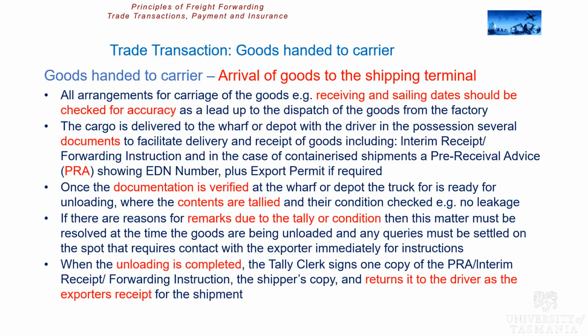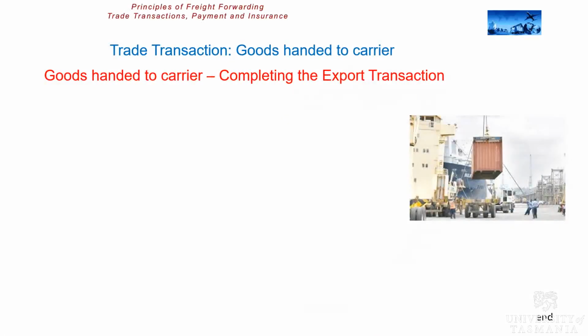Once that's sorted out, or if you haven't had any issues with tally or condition, the unloading is completed. The person who you're dealing with, which we'll call a tally clerk, issues one copy of the PRA or interim receipt or forwarding instruction, which we'll call the shipper's copy, and returns it to the driver as the exporter's receipt that the shipment has arrived at the wharf or depot. The tally clerk is going to keep the other copy, which is what we'll call the wharf copy.